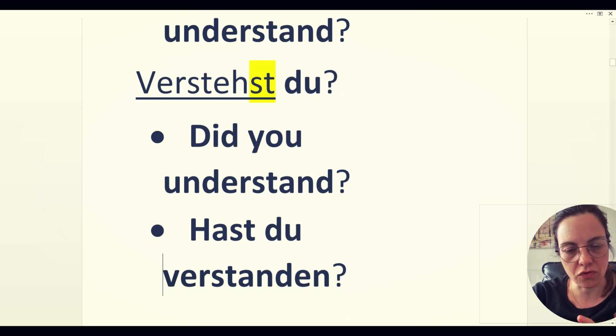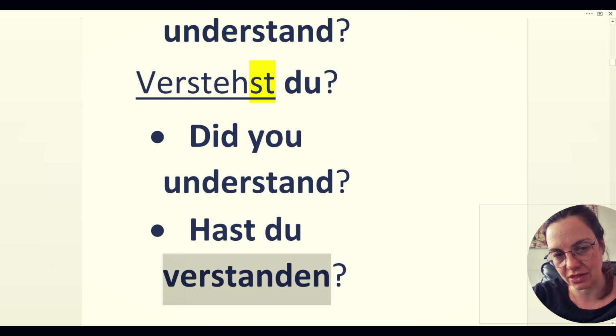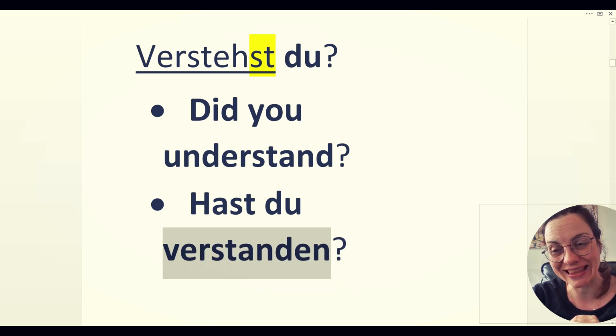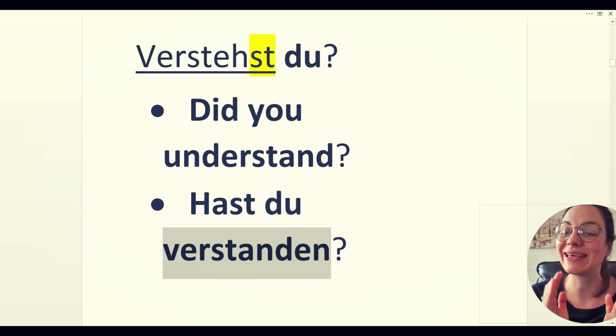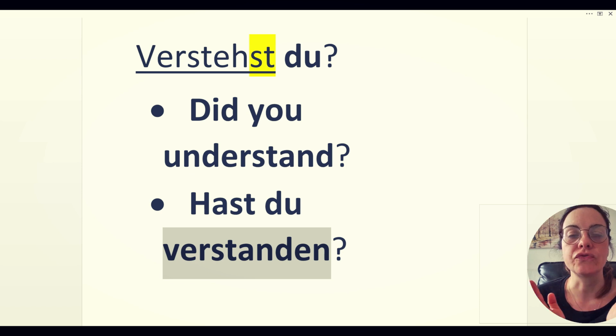Pay attention to this form, the past participle form of the verb verstehen. It's irregular. Verstehen, verstanden. Arbeiten is regular, gearbeitet. It has ge at the beginning, t at the end. But this one is irregular, verstehen, verstanden, so we have to learn it by heart. So, verstehst du? Do you understand? Hast du verstanden? Did you understand?